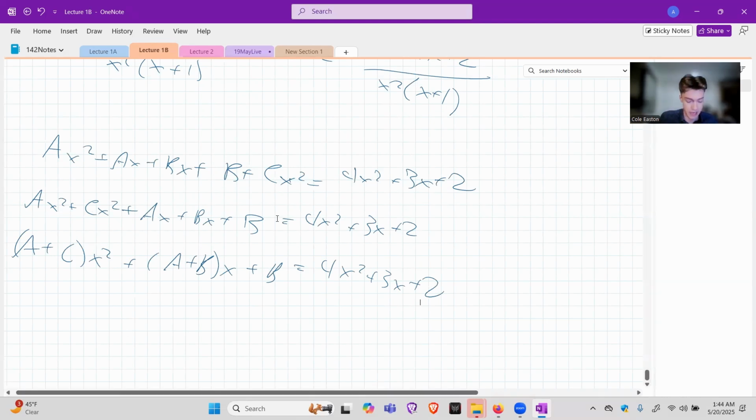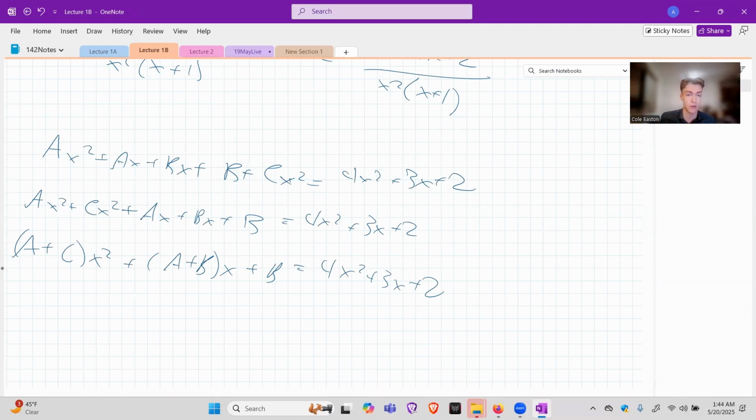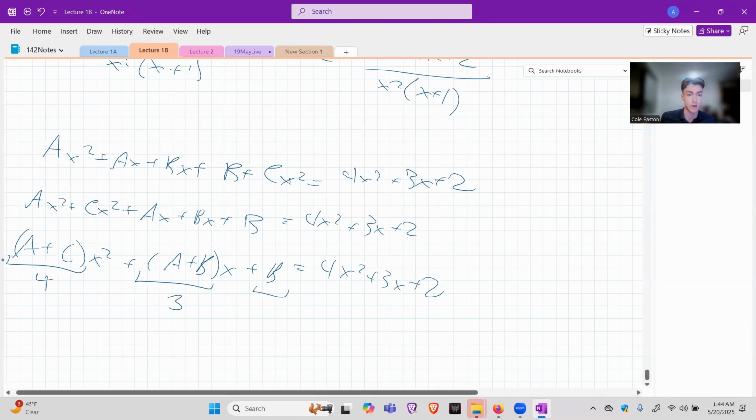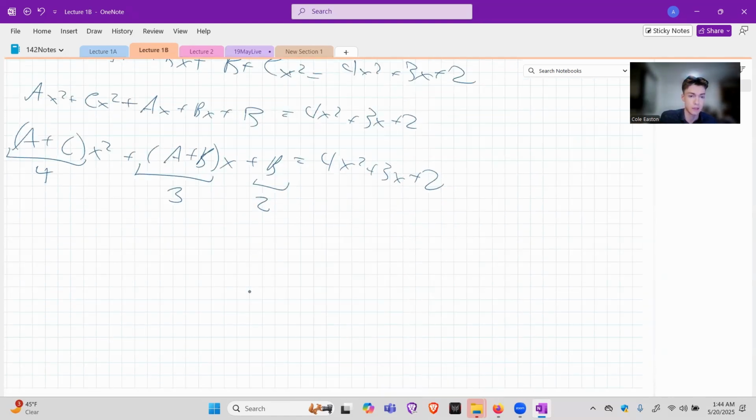So these are the same for every x, which means that these are actually the same polynomial. So on the right, I have a 4 in front of my x squared, so a plus c is 4. I have a plus b in front of my x on the left, and on the right, that's a 3, so that has to be a 3. And my constant is a 2, so I know that b is 2. Okay. So now we're trying to solve for all of these things.